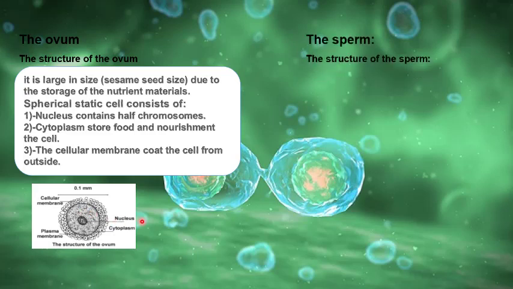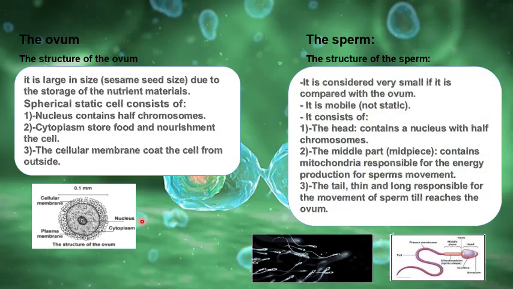The sperm, structure of the sperm. It's considered very small if compared with the ovum. It is mobile, not static. It consists of: Number 1, the head, contains a nucleus with half the chromosomes. Number 2, the middle part or midpiece, contains mitochondria responsible for energy production for the sperm's movement. Number 3, the tail, thin and long, responsible for the movement of the sperm till it reaches the ovum.